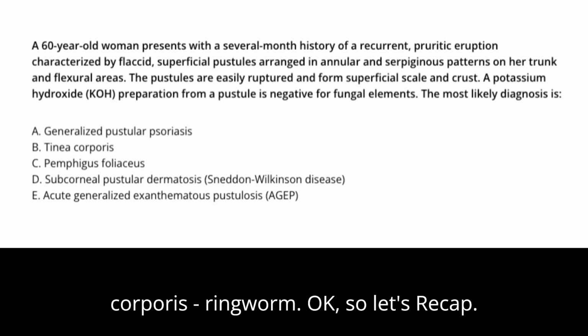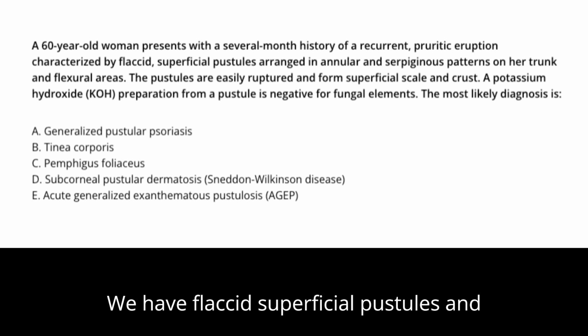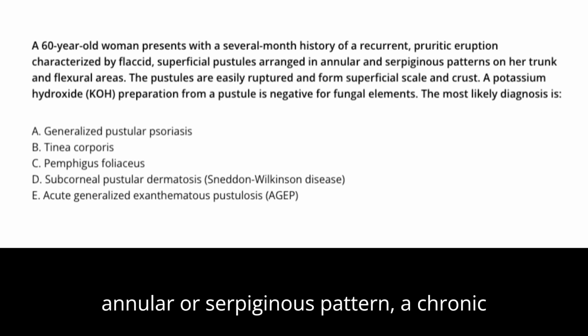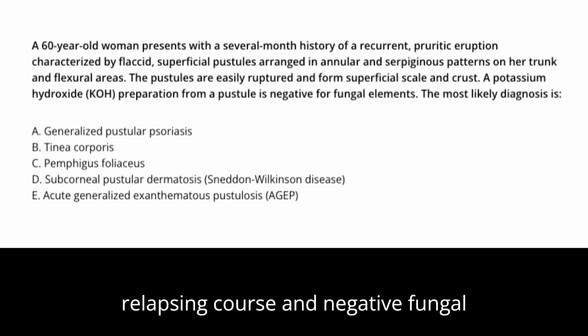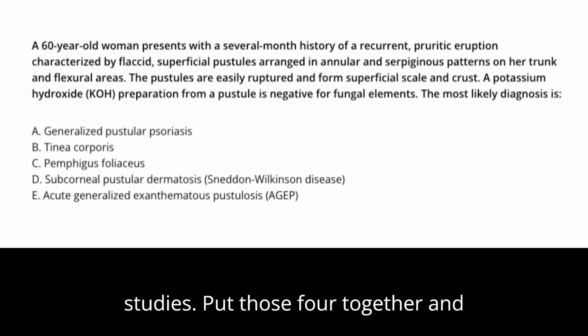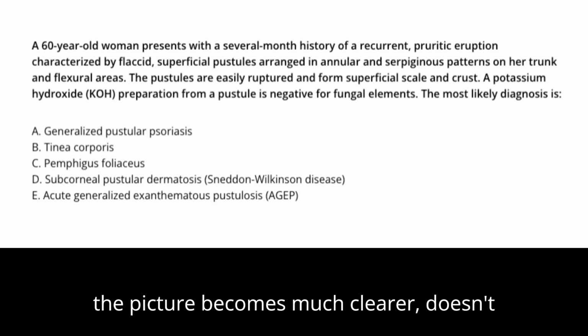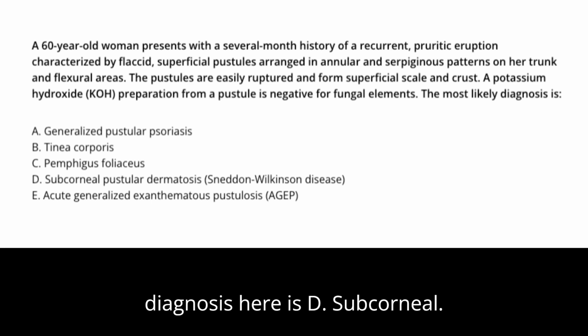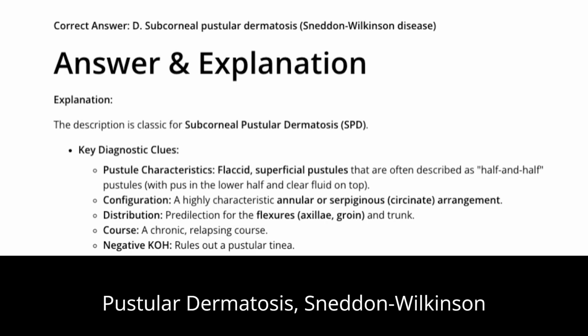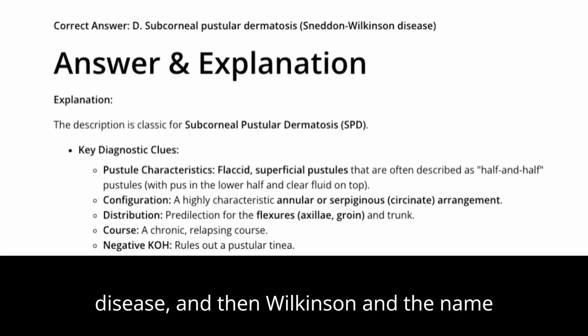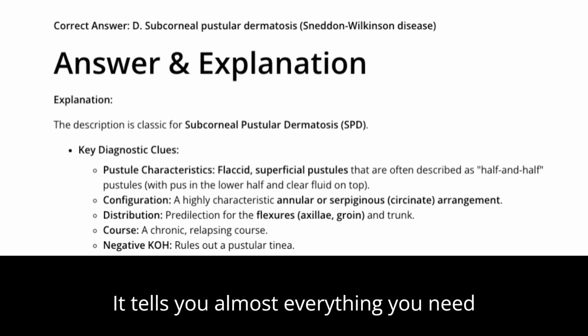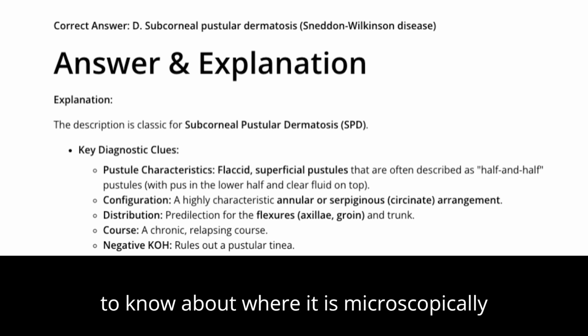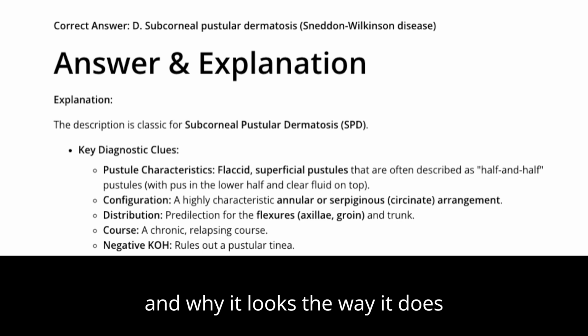Okay, so let's recap. We have flaccid superficial pustules, an annular or serpiginous pattern, a chronic relapsing course, and negative fungal studies. Put those 4 together, and the picture becomes much clearer, doesn't it? It really does. The correct diagnosis here is D, subcorneal pustular dermatosis, Sneddon-Wilkinson disease. And the name itself tells you almost everything you need to know about where it is microscopically and why it looks the way it does clinically.